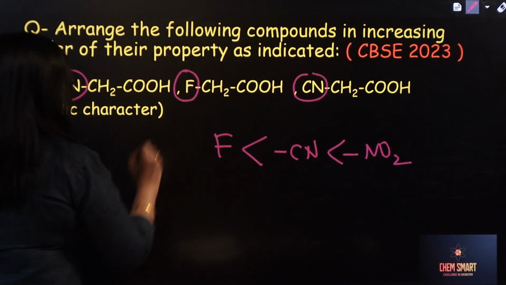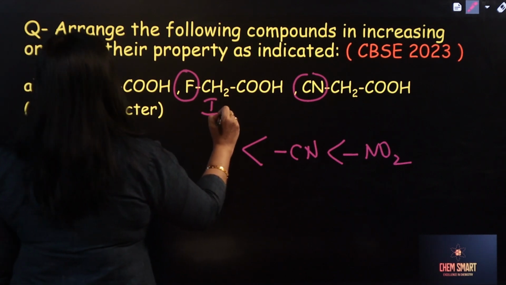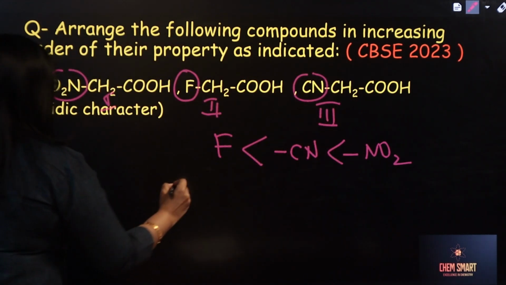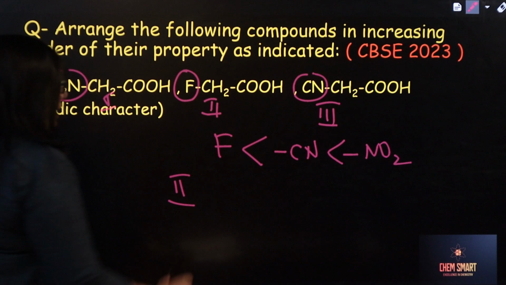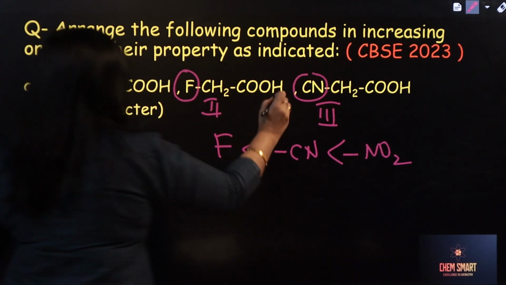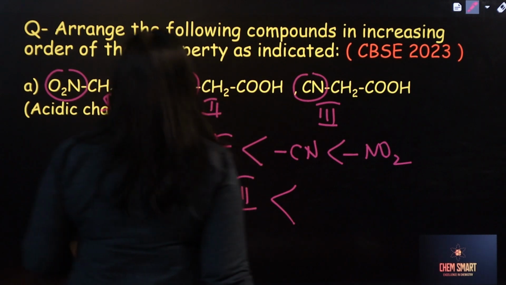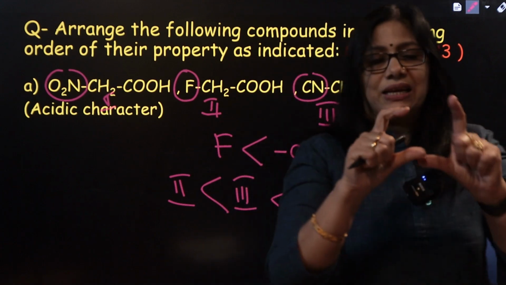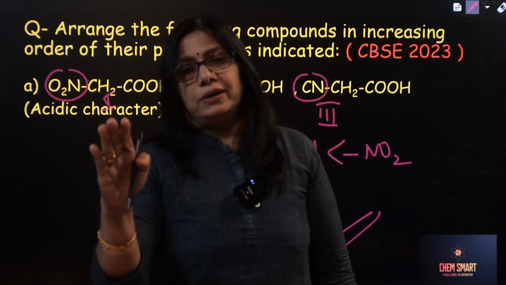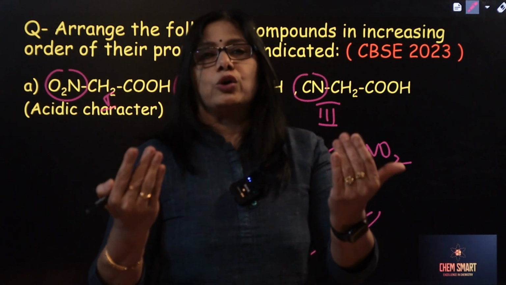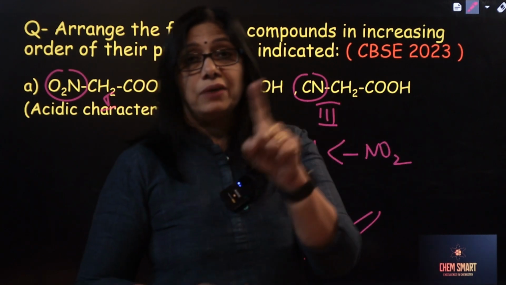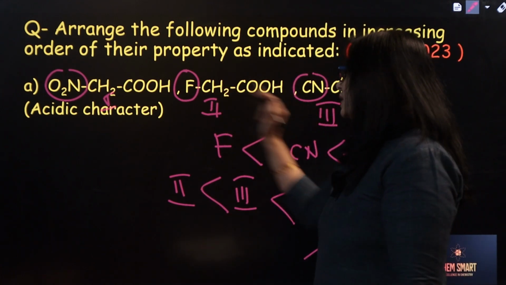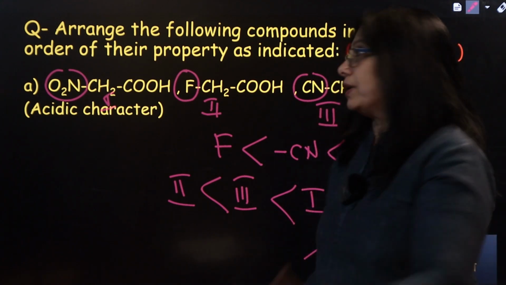So if I label this as 1, this as 2, and this as 3, suppose, then what is the order? This fluoroethanoic acid will be weaker than cyanoethanoic acid, that is 3, which will be less than nitroethanoic acid. So this will be the answer. There is an area in your textbook where these are given in increasing order of electron withdrawing nature. Learn that area well. This application is from that area. So this is the weakest, then comes this, and this is the strongest, in increasing order.